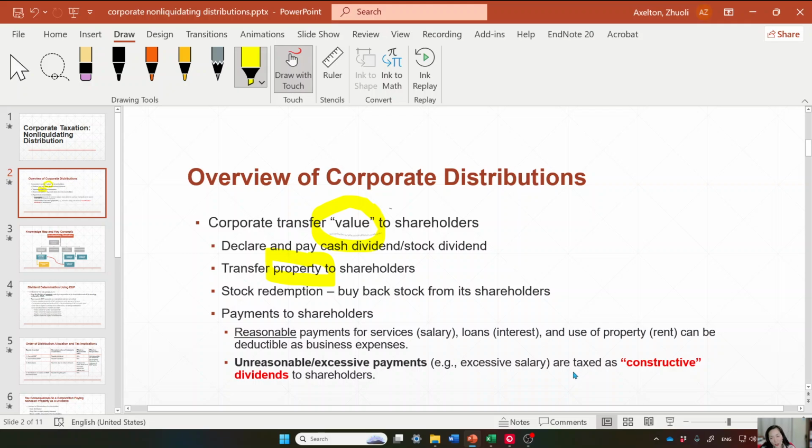In other words, it is treated as a form of distribution, because in a sense, really, the purpose of the transaction is not within the normal course of business. They're not just making reasonable payments to the shareholders as employees. Rather, they're doing this transaction to facilitate the corporate distributions.